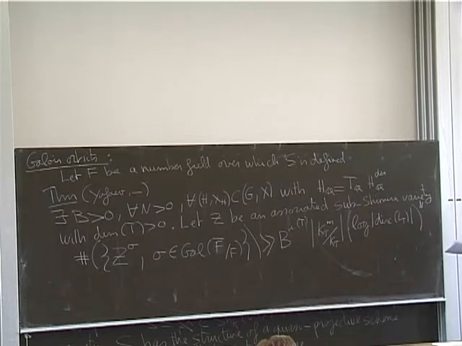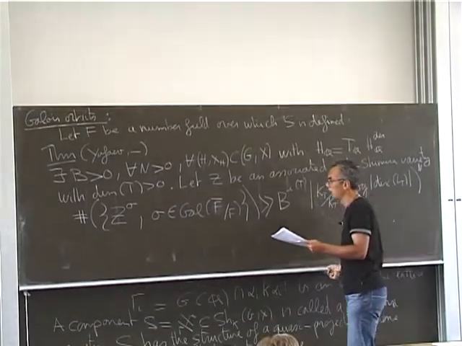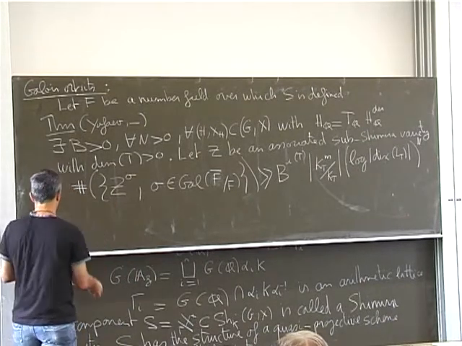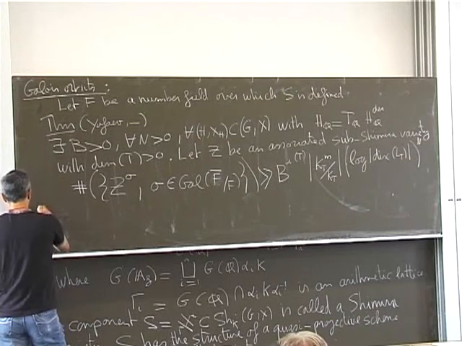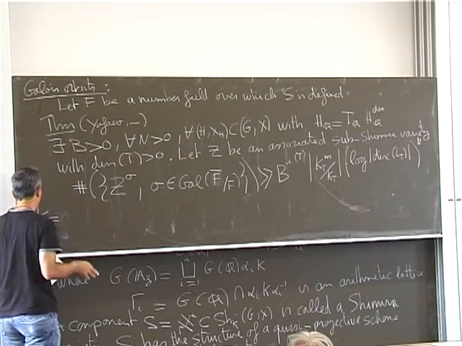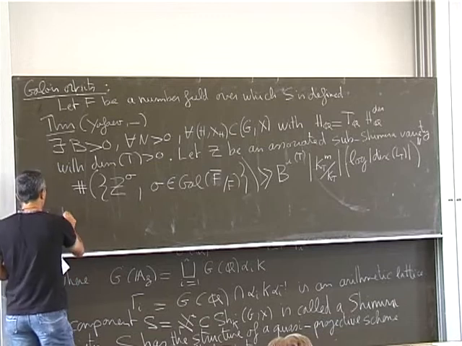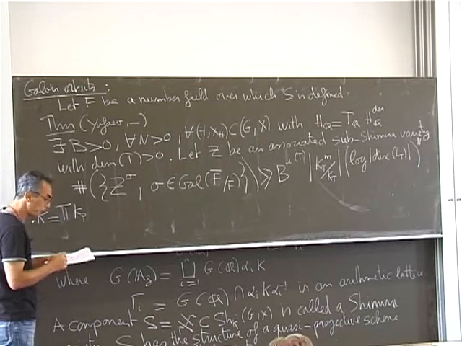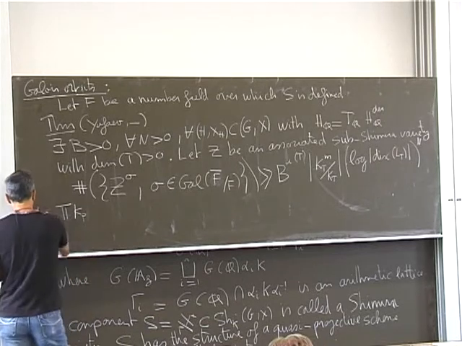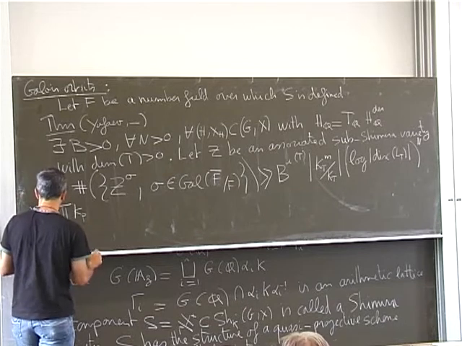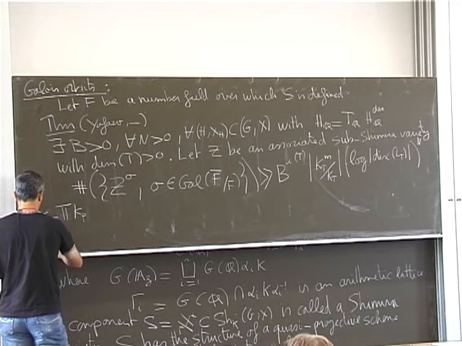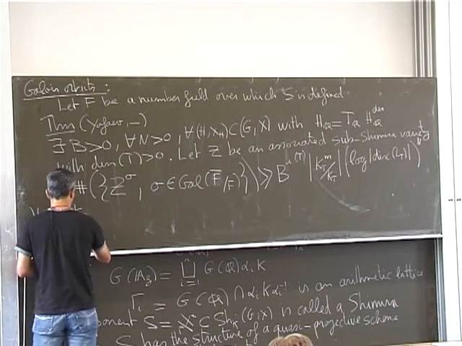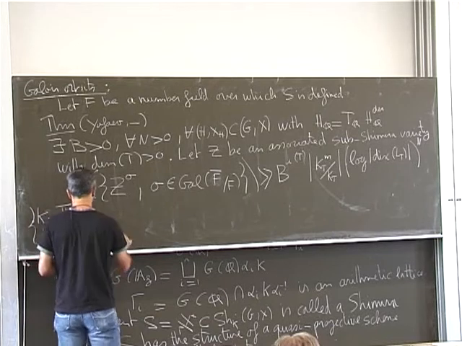So I have to explain several things in this formula and to comment a little bit on it. In this formula, my compact open subgroup K can be chosen of the form product of the K_p. And so I will define K_T to be T(A_F) intersected with K.